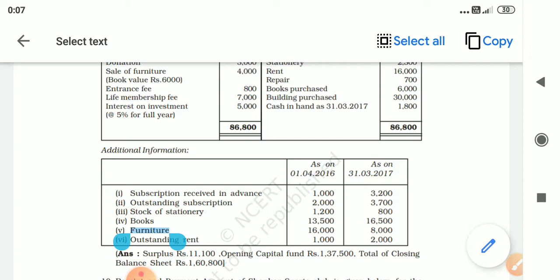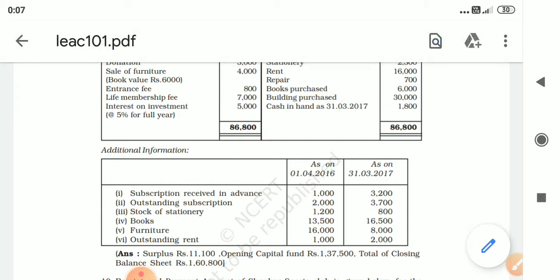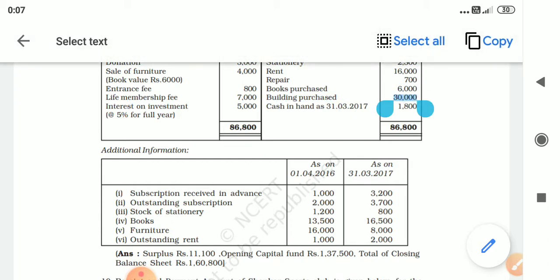Building, there is only building purchase. There is no building sold and we don't have building opening balance. So building purchase will appear in the asset side of closing balance sheet. 30,000. Done. Over. Coming to books. Books purchased is 6,000.